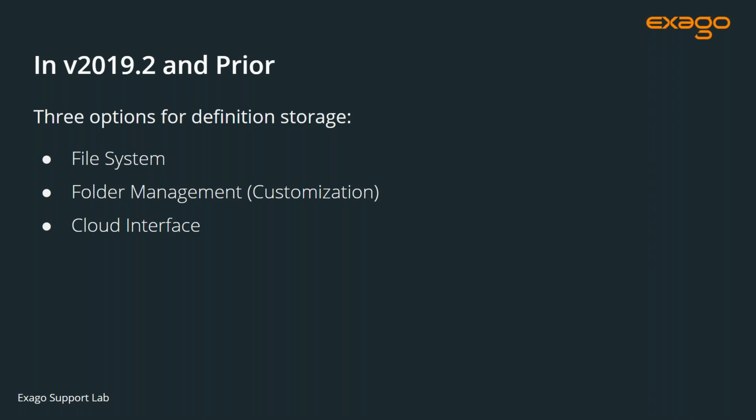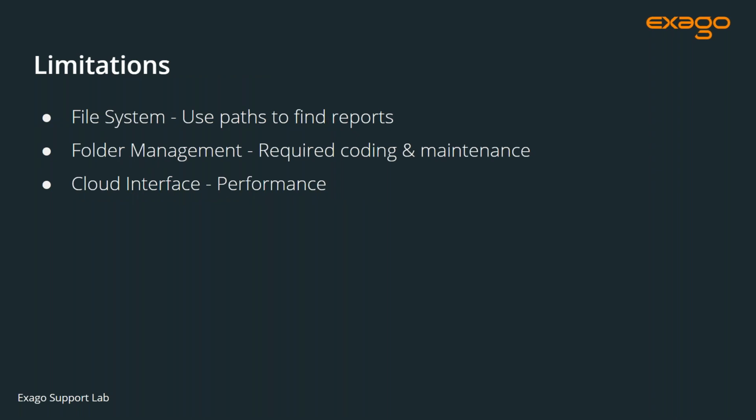Those three systems worked for the most part, but we wanted to get some of those benefits and get over some limitations. With the file system, we had the limitation of having everything on a single server, and having to use those report paths to find things. The folder management setup required either custom coding or at the very least maintenance and updating from our support site example. And the cloud interface had some performance implications that we wanted to do better with. So with that in mind, these were the big reasons to overhaul the system to what it is now in 20.1.